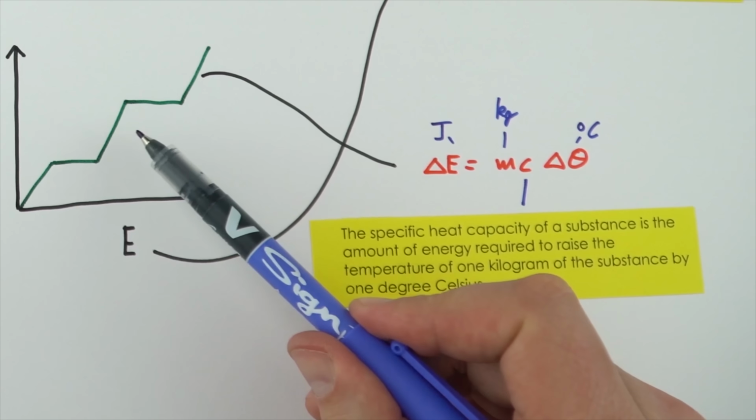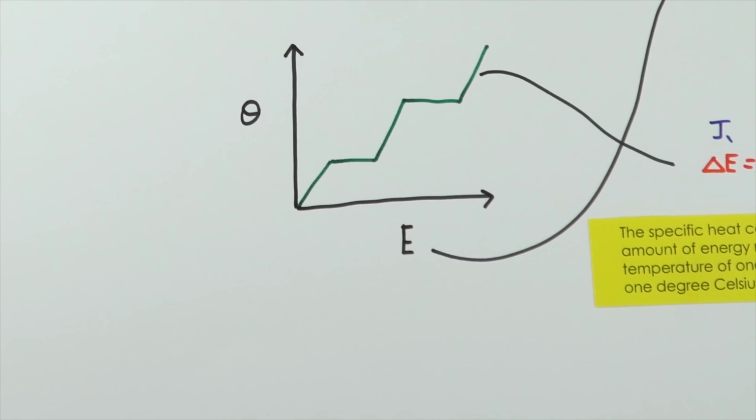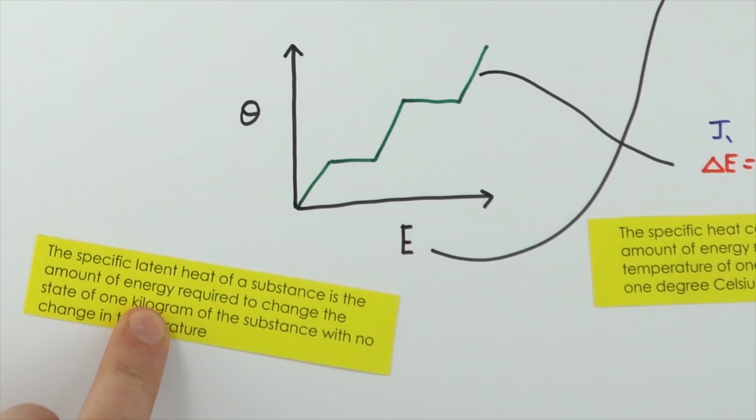But what happens when something is changing state? Here, the temperature doesn't change, and there we need to think about something called the specific latent heat.